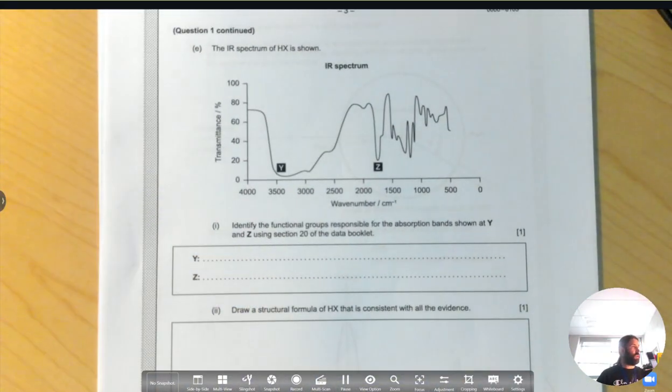Continuing on with question number 1, it gives us the infrared spectrum, and it asks us to identify the functional groups responsible for the absorption bands shown at Y and Z. All right, so I didn't prep well. Got to grab me a data booklet.